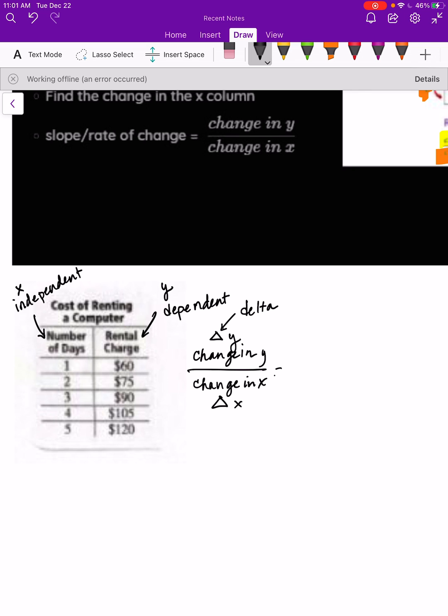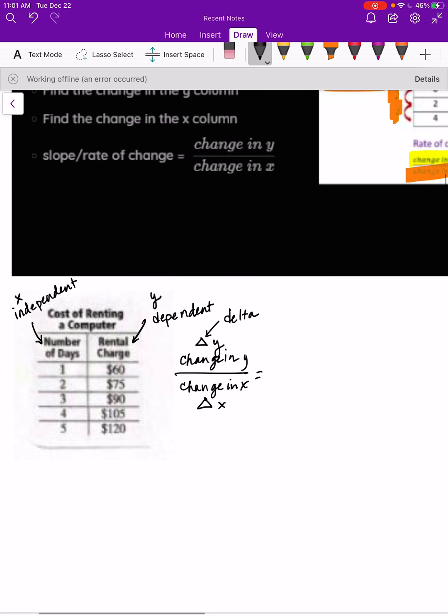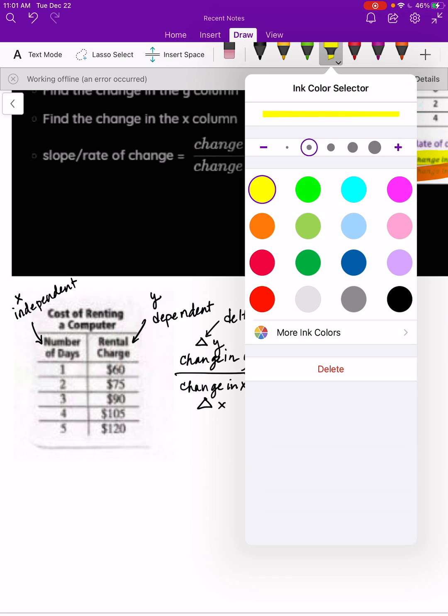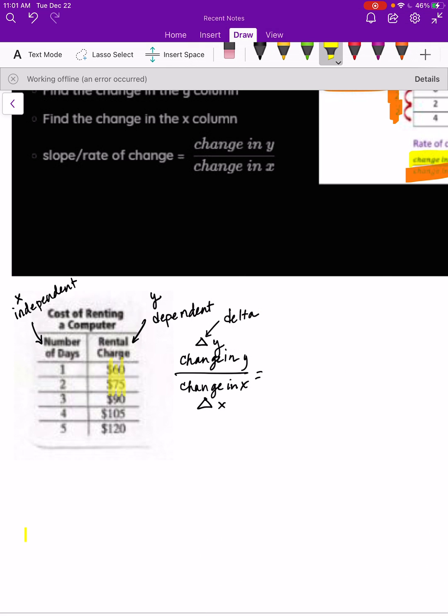So you're going to go ahead and, like we looked at before, we're going to pick up that yellow and see what's going on from 60 to 75, from 75 to 90, from 90 to 105, and from 105 to 120. So each time, to me, it looks like they are adding 15. So add 15. Does it work all the way down? Add 15, and then add 15. And indeed, it does. So the change in y is 15.